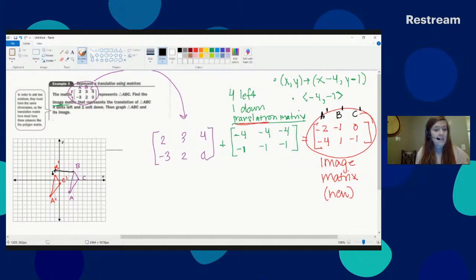Now, this does have a purpose because we are going to use matrices. What we're going to talk about on Wednesday is reflections and rotations, and we're going to talk about that using matrices as well. So make sure that you understand this for translations because we're going to be using that for other things as well.